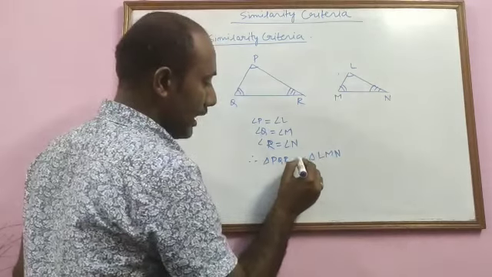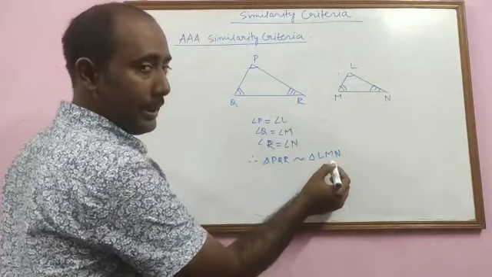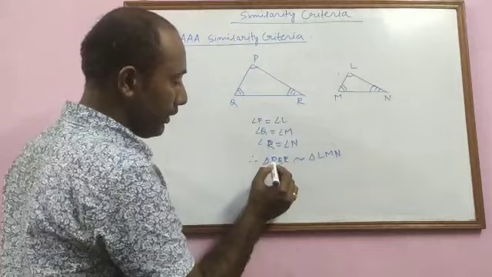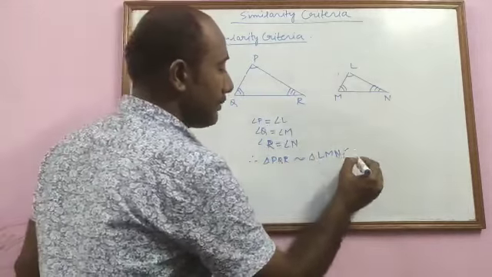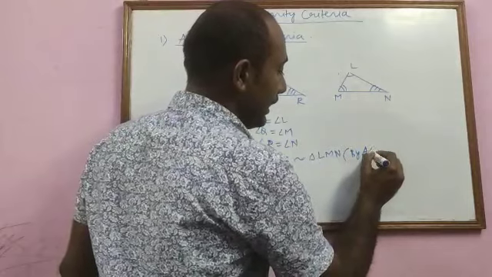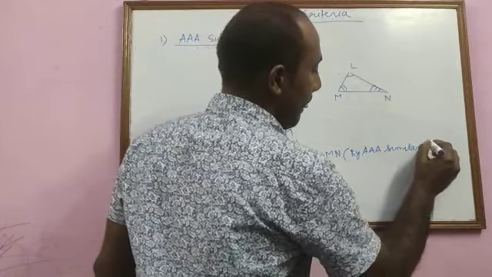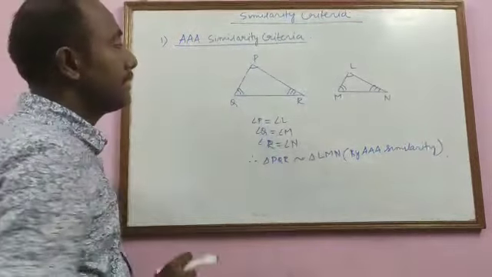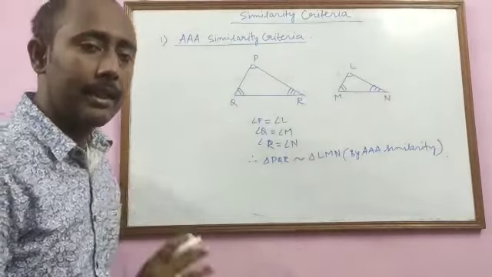You write this sign properly and you must take care of the next triangle which you are going to write. It should match vertex to vertex. P is equal to L, so when you start with P, here you have to start with L. So these two triangles are similar by angle, angle, angle similarity. So this is the very first similarity criteria, that is angle, angle, angle similarity criteria.